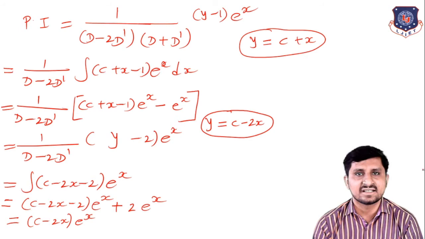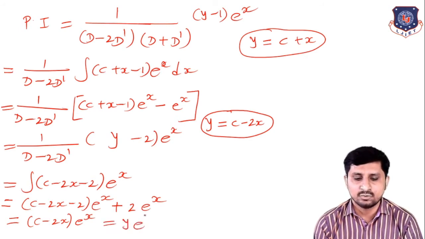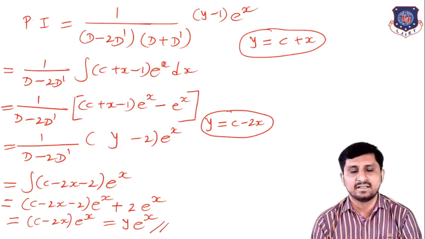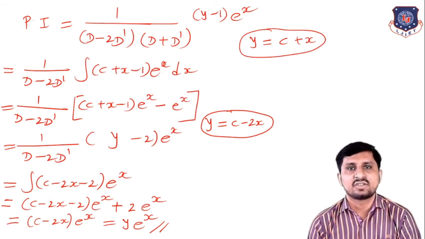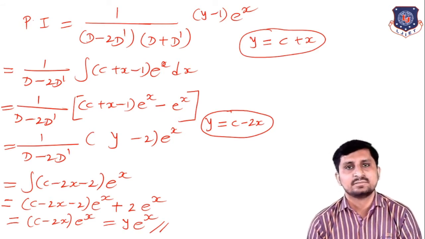But what is c - 2x? c - 2x is nothing but y. So I can write y e^x. This is my final answer for the particular integral. And don't forget to write the general solution. The general solution is the complementary function plus the particular integral.